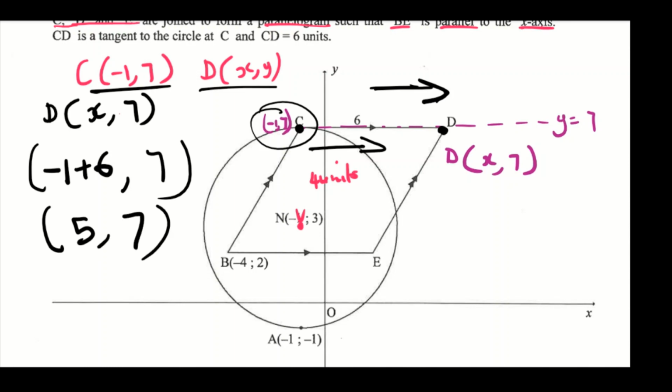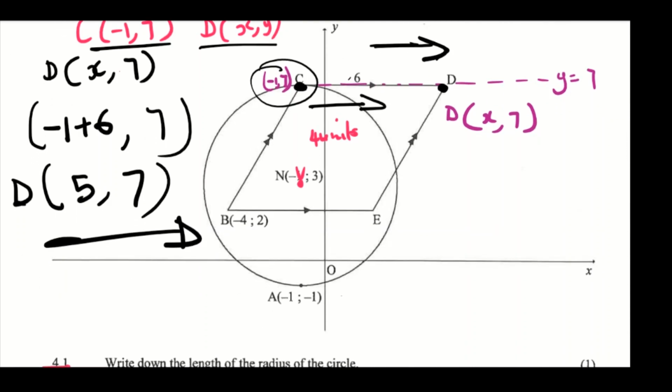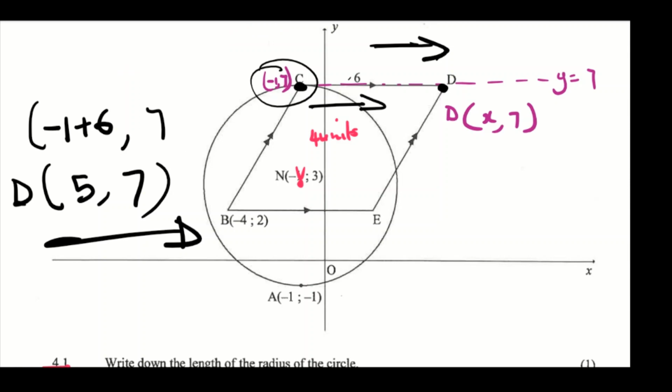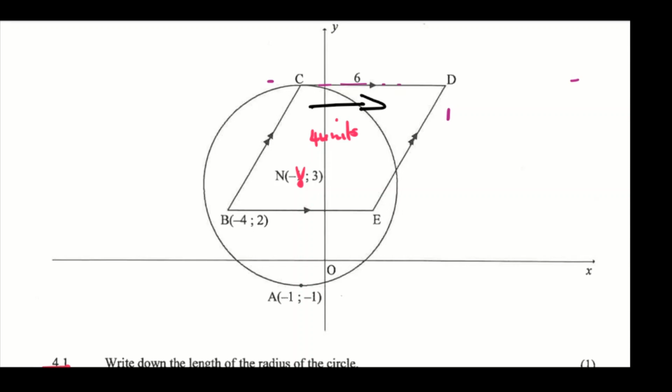So that would be the coordinate of D, actually, because now it has moved from the point of C to the point of D with only 6 units. So that is actually the coordinates of D. We didn't need to calculate it, but you can calculate it using the distance formula. It's up to you, or you can use the horizontal shift to find the coordinates of D. So we're done with this part of the question.